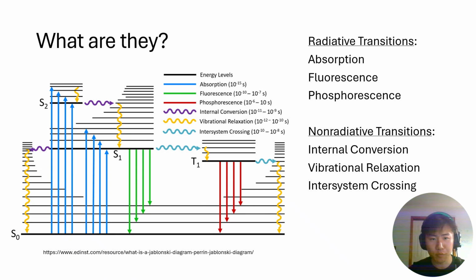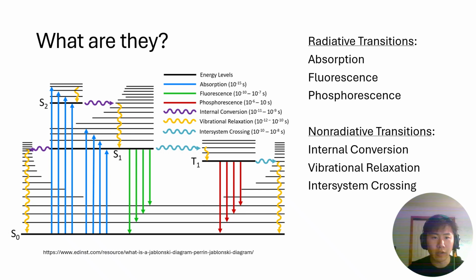Absorption involves a molecule absorbing a photon, which excites an electron from the ground state to an excited state. Fluorescence involves an electron dropping from the lowest vibrational level in an excited singlet state back to the ground state, thereby releasing a photon. Phosphorescence involves an electron dropping from the lowest vibrational level of an excited triplet state back to the ground state, releasing a photon. This is spin forbidden, so it takes a lot longer.